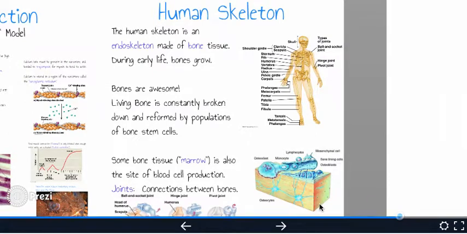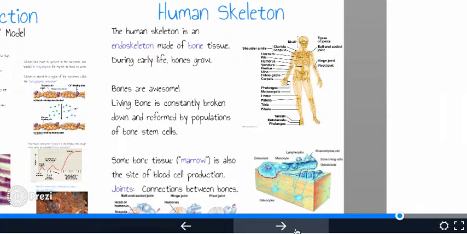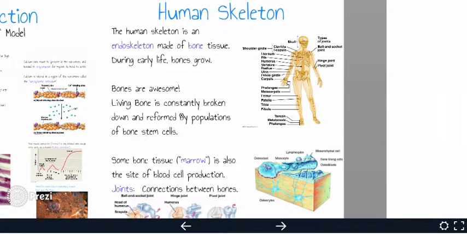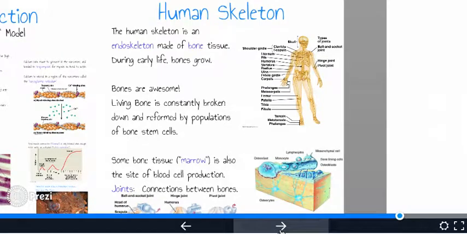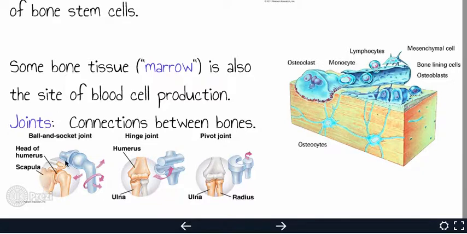And during the early part of your life, your bones grow at a very rapid rate, right? So bone cells are doing mitosis fairly rapidly during different growth spurts. Unless girls, you're probably pretty much done, but guys, you'll continue that growth spurt up to the age of 25 before you level out. So bones are awesome. Living bone, constantly broken down and reformed by populations of bone stem cells. And just remember, the marrow is the site of blood cell production, and your joints are your connections between your bones.